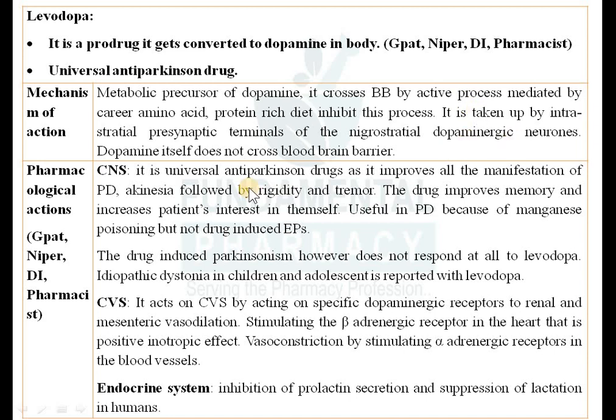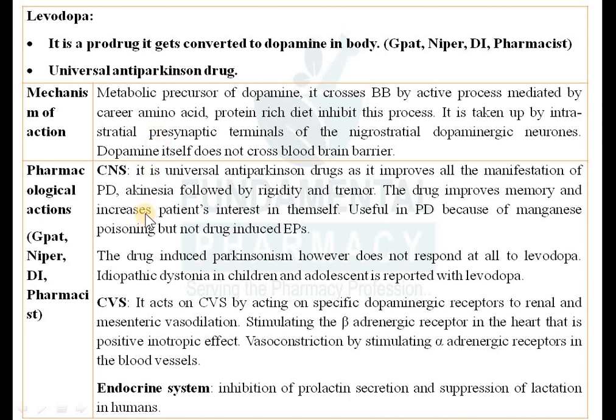Now it is taken up by the striatal or presynaptic terminals of the nigrostriatal dopaminergic neuron. मतलब जो भी आपका substantia nigra part है, nigrostriatal. So there it will be taken up, in the dopaminergic neuron. जो dopaminergic neuron है वहाँ पे उसका taken up हो जाएगा, तो वो आके वहाँ पे store हो जाएगा. Now dopamine itself does not cross the blood-brain barrier. Remember, dopamine does not cross the blood-brain barrier. That's why we are using levodopa.